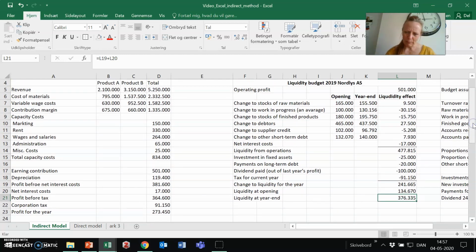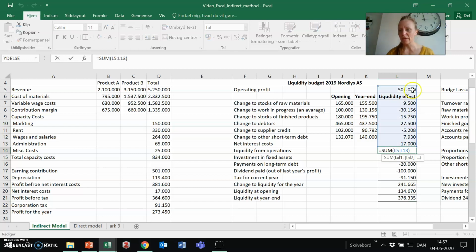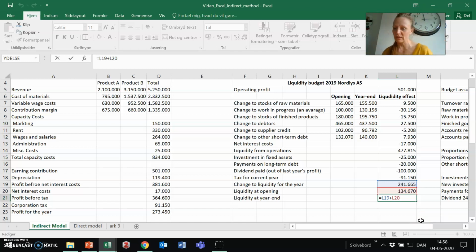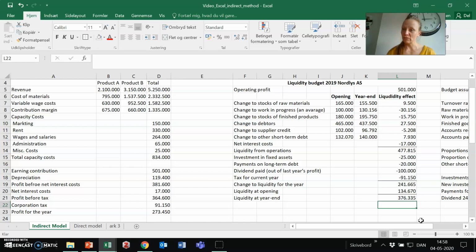So basically, pick up the assumptions from the estimated balance sheets, use the assumptions from the income statement budget, calculate new values here, find the liquidity effect, and sum it up together with the operating profit to find the liquidity effect. Next calculation is to find the investments, the payments, etc., etc. Again, sum it up here in the in-between calculations. And here, liquidity at the end of the year, what liquidity effect is expected for the budget period, what did we have to begin with, and the liquidity at the end of the year is 376,335.